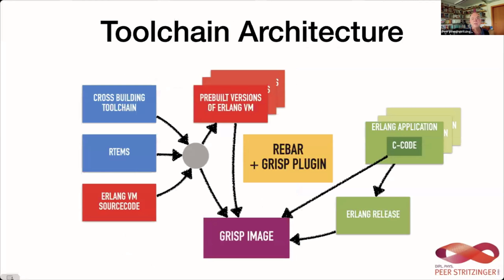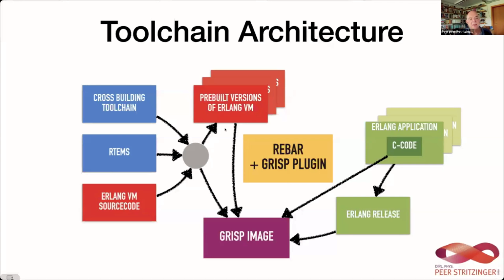So around the whole thing, we build a nice tool chain. We have the cross-building tool chain from Artemis, we have Artemis itself, and we have the Erlang VM source code, the current source code of the Erlang VM that we're actually using. What we need to do is cross-build the Erlang VM into an image, and then we add the actual Erlang code, the compiled Erlang code.